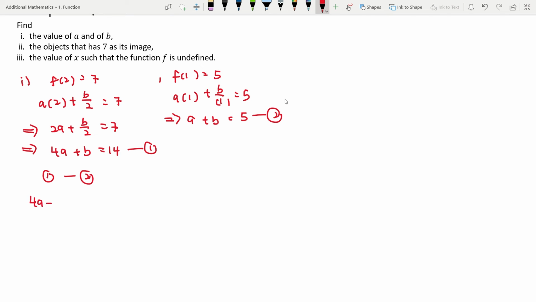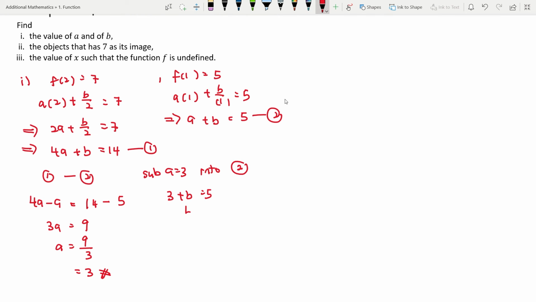We get 4a minus a, b minus b is gone, is equal to 14 minus 5. 3a equals to 9. a equals to 9 divided by 3, which is 3. After finding our a, substitute back a equals to 3 into either equation. Here, we choose to substitute it into equation number 2. We get 3 plus b equals to 5. b equals to 5 minus 3, which is 2.